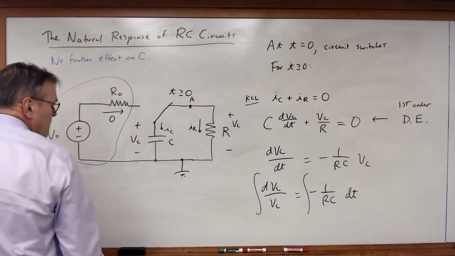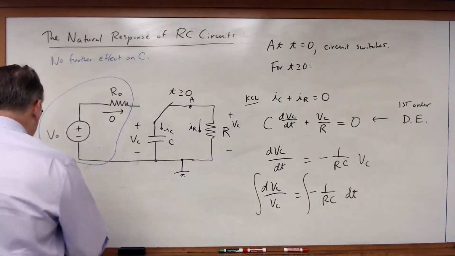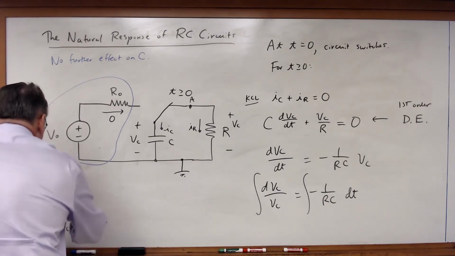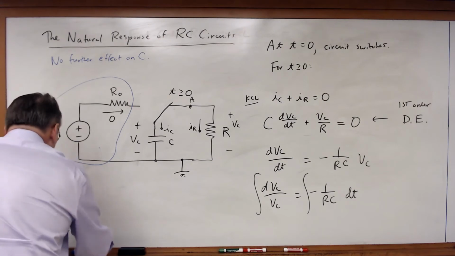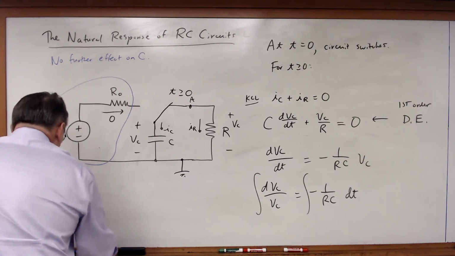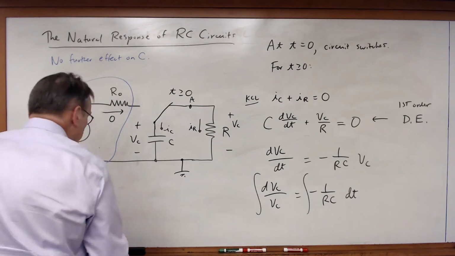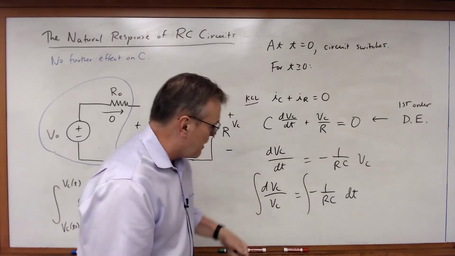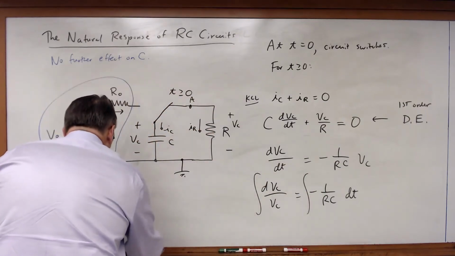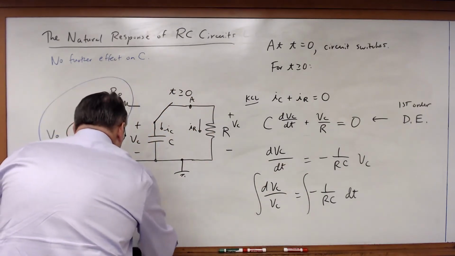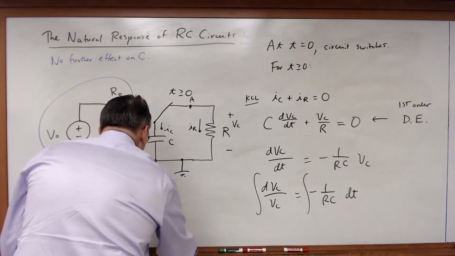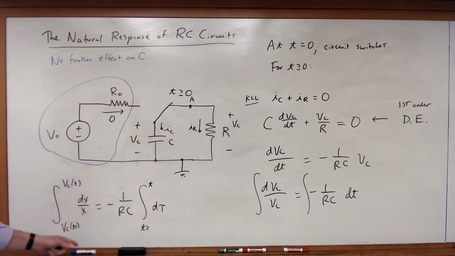I'm going to use variables of integration and redefine this. So I'm going to be integrating from Vc at t0 to Vc at t of dx over x, and that'll be equal to minus, well, the minus 1 over RC is a constant. I'm just going to factor that out. So that's minus 1 over RC, integral from t0 to t of d tau. So in this case, x and tau are my variables of integration.